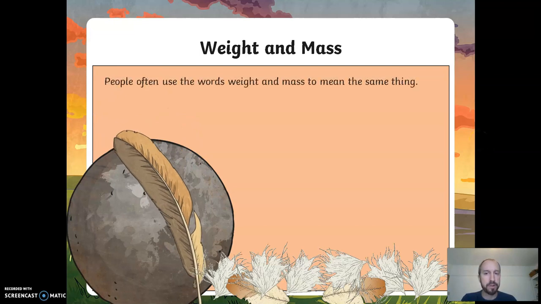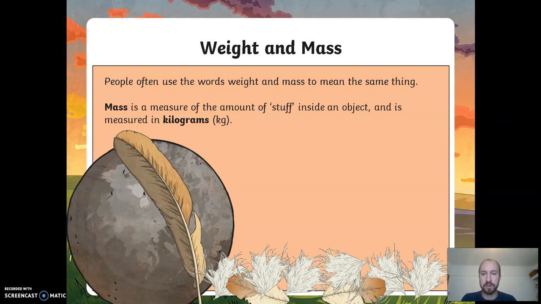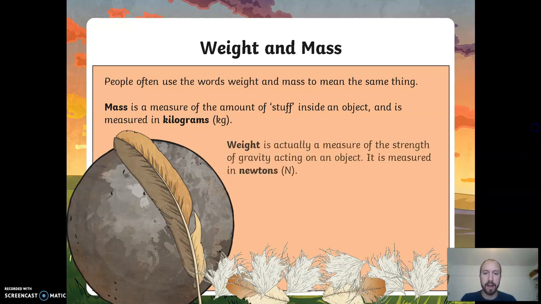People often use the words weight and mass to mean the same thing. When we talk about weight, most of the time we're actually talking about mass, because that's the measure of the amount of stuff inside an object, and it is measured in kilograms. For instance, I'm 70 odd kilograms, maybe 73 kilograms. That's my mass rather than my weight, because weight is actually a measure of the strength of gravity acting on an object, and it's measured in newtons.